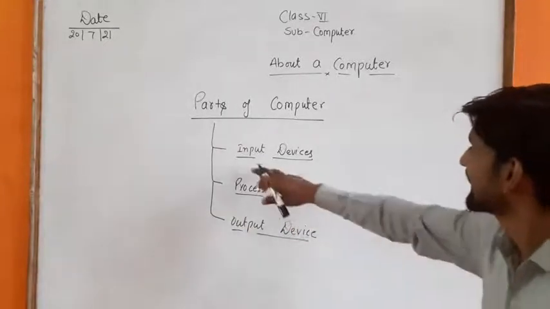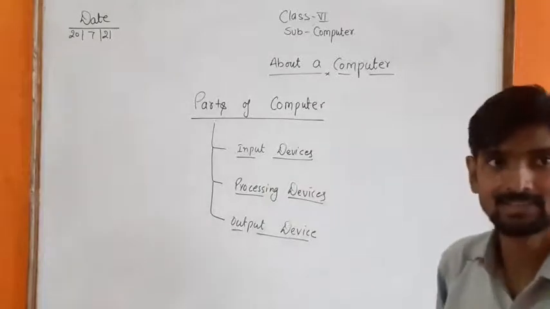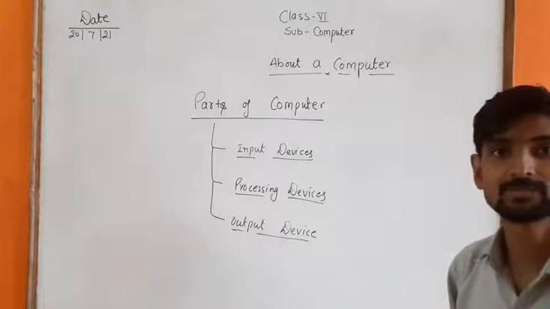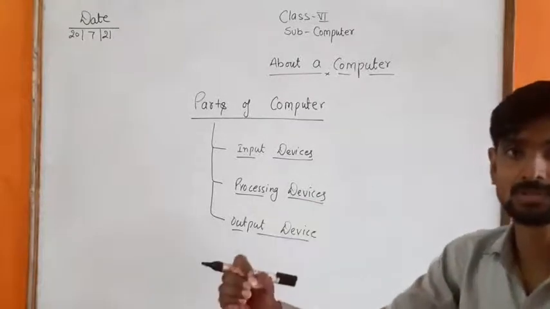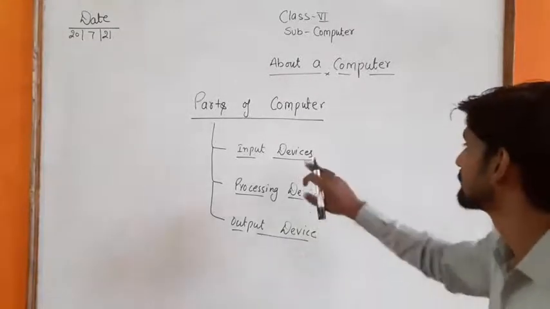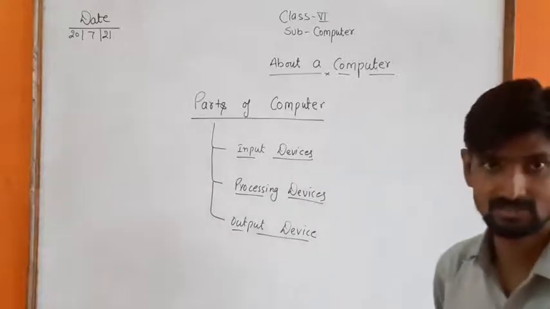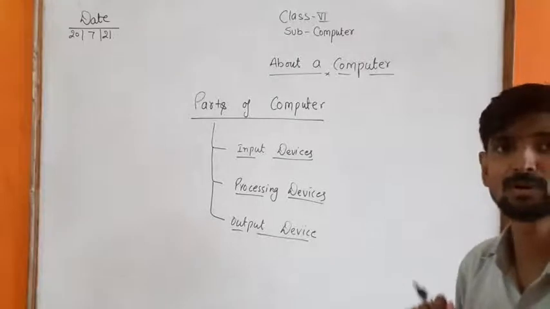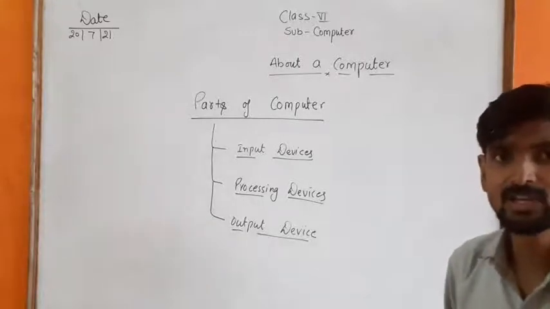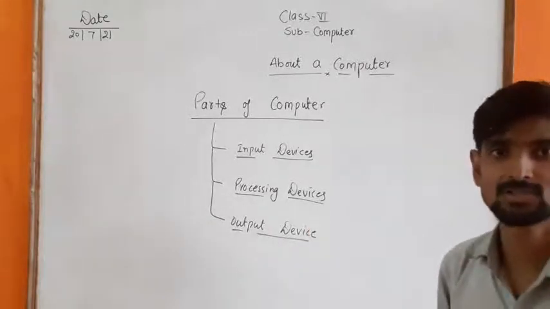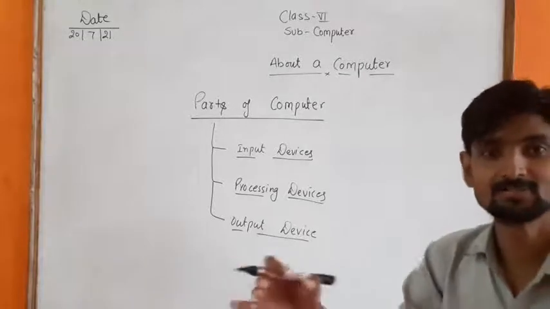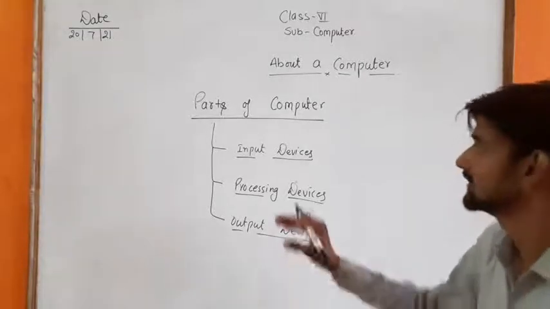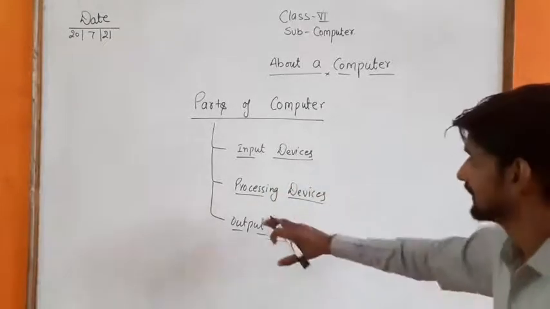So you can explain the input devices like this: the devices by the help of which we give input to the computer are known as input devices. Or you can also say that by the help of input devices we give some instruction or enter some data into the computer system. That is the input devices.